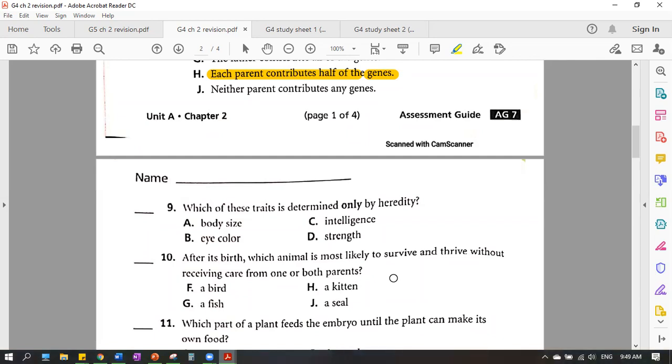Something we can get from our parents. Can you guess this answer? Strength? I can't hear you, sweetie. Strengths? Do you think strength is something that is passed to us from our parents?